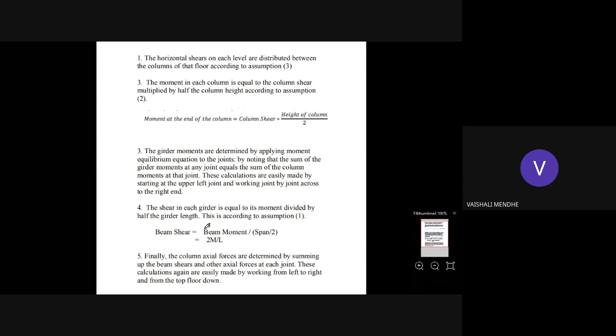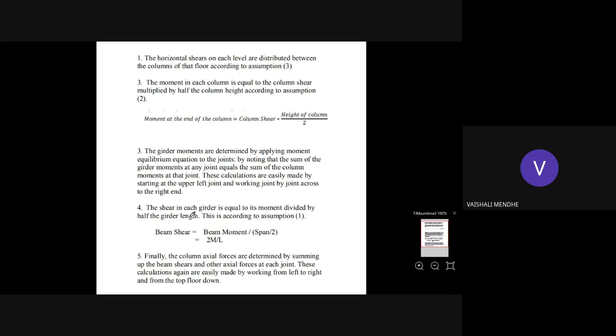So this is again assumption 1. Okay, what is assumption 1? The point of contraflexure is located at the center of the beam. So the beam shear will be the beam moment divided by the span of the beam divided by 2. So it is equal to twice M by L. So this is one formula you have to keep in mind. Okay, beam shear will be equal to beam moment divided by L/2. So after simplifying this you'll get twice M by L.